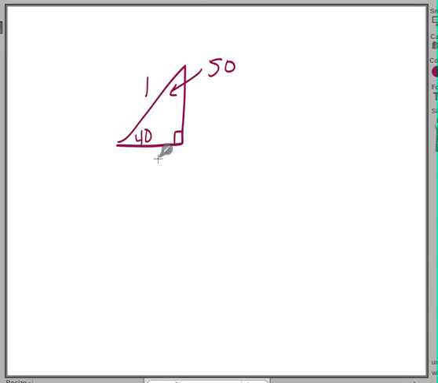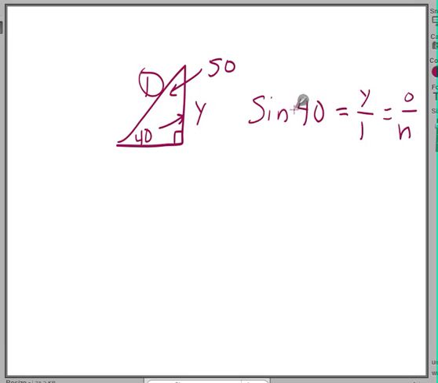So here we have a side length of 1. So now we've got something to work with. We could say, for example, that the sine of 40 degrees equals y over 1, this would be our y, which is our opposite, because remember, sine is opposite over hypotenuse. So here's the hypotenuse, 1. So the sine of 40 equals y over 1.